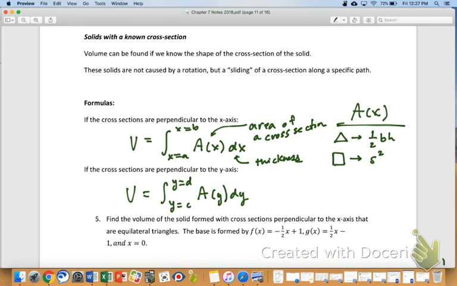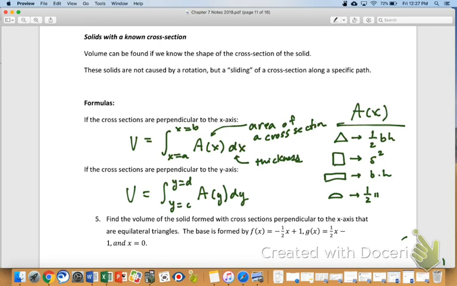What if you had a rectangular cross section? Yep, that's going to be base times height. What if it was a lovely semicircle? That's supposed to be a semicircle. Yeah, 1/2 pi r squared.